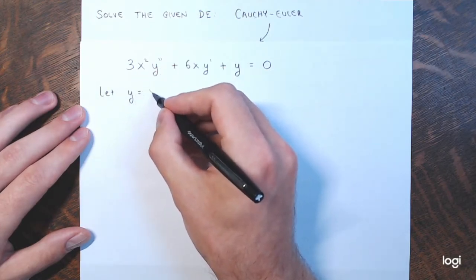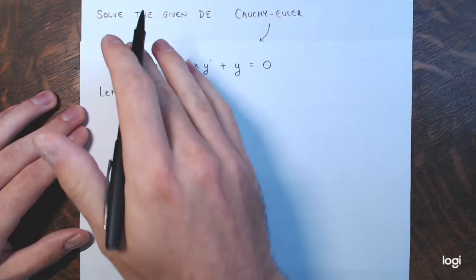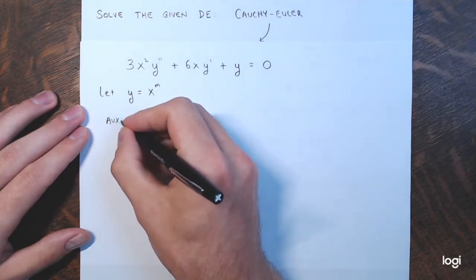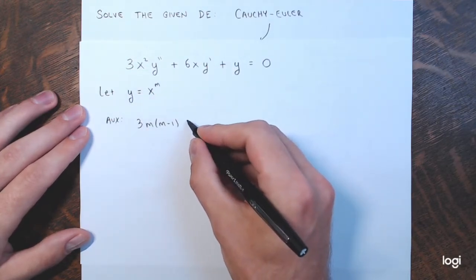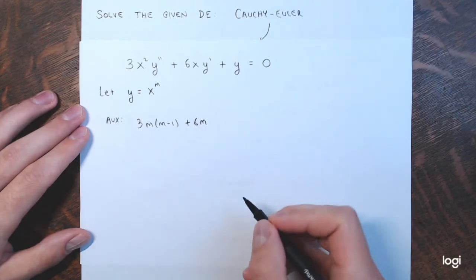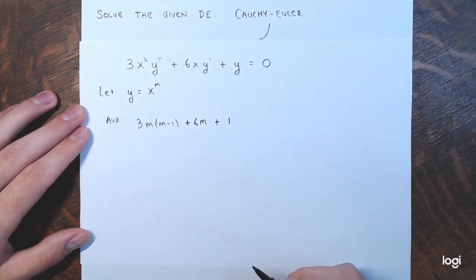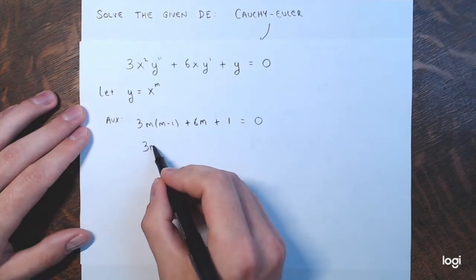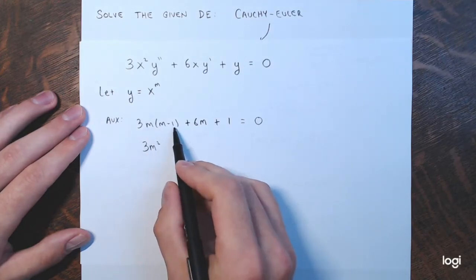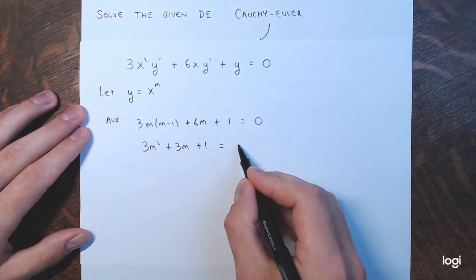Y equals x to the mth power. And then after doing the first derivative, second derivative, and subbing, we get our auxiliary equation, which will be 3 times m minus 1 in the second derivative slot, plus 6 times just m in the first derivative slot, plus just 1, the coefficient of y there. And I divide it through by x to the mth, or divide it through by y. And it's another quadratic. This would be 3m squared, then minus 3m plus 6m would be plus 3m, plus 1 equals 0.